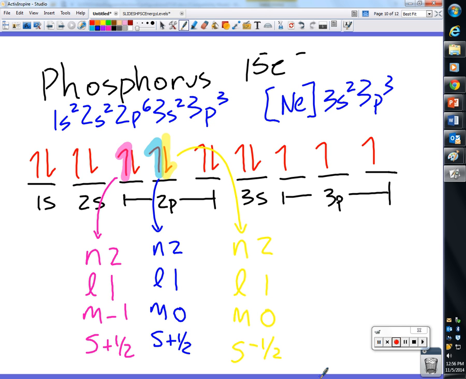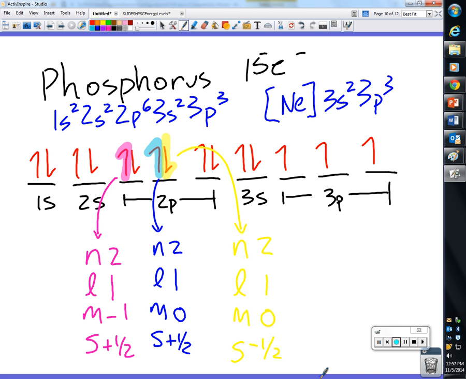Okay, so basically until we get to argon, we're going to use neon, the only noble gas that has... That's where we're going next. So either one of these would be fine for phosphorus.